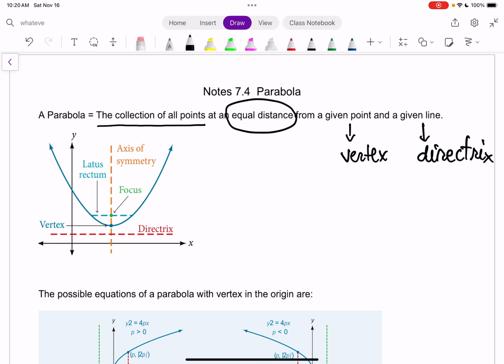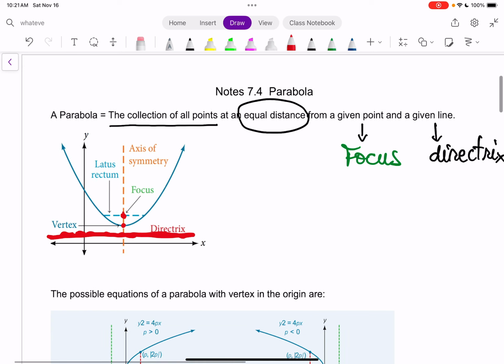Okay, so here we go. We're starting with a line and with a point. The given point that we're starting with is called the focus. The vertex will be halfway between. So we're starting with a given point, which is the focus, and the directrix.